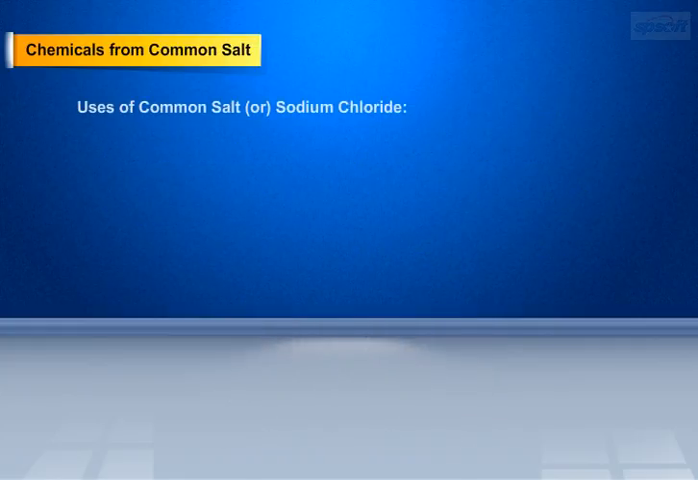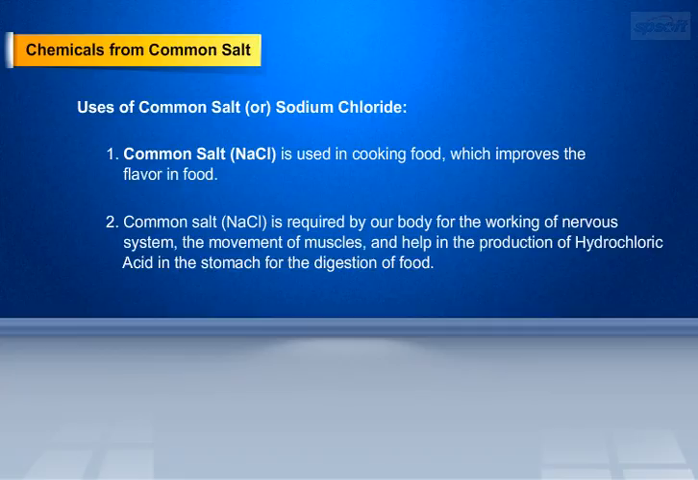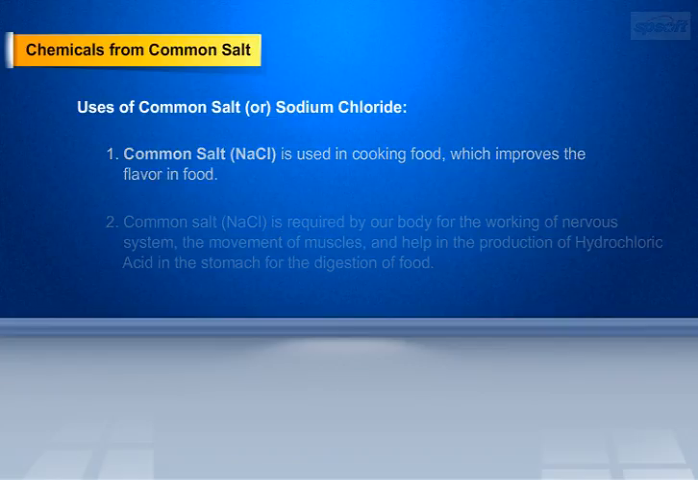Let us discuss important uses of common salt in our daily life. Common salt, that is, NaCl, is used in cooking food, which improves the flavor in food. Common salt is required by our body for the working of the nervous system, the movement of muscles, and helps in the production of hydrochloric acid in the stomach for the digestion of food.